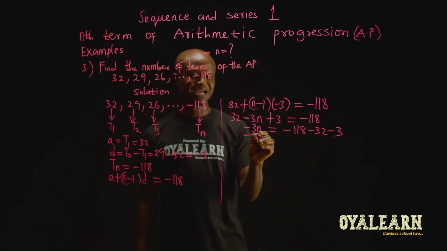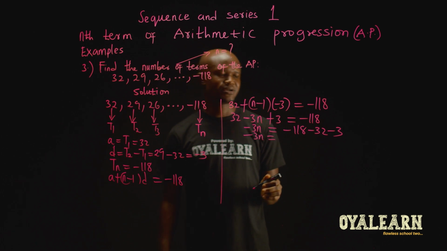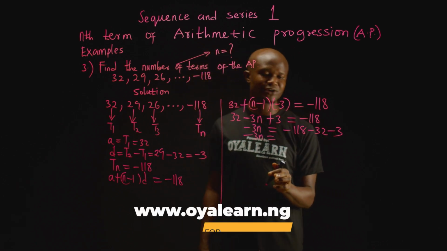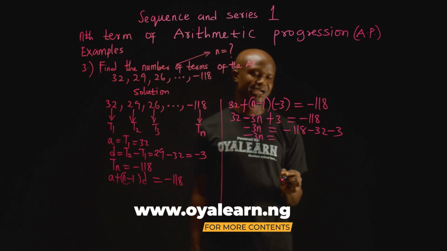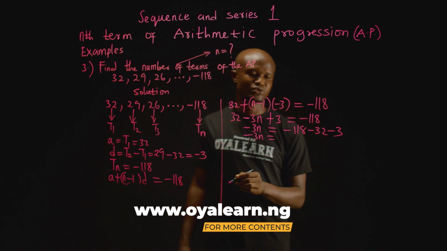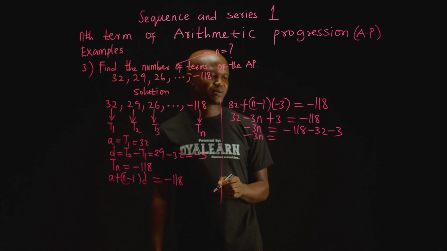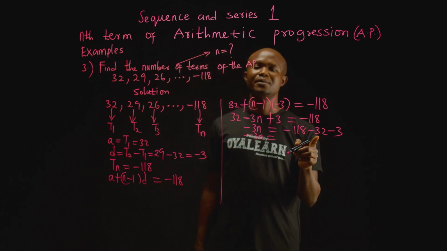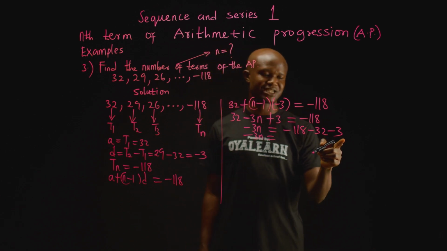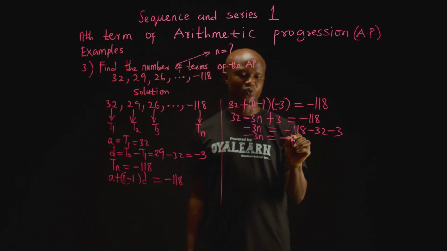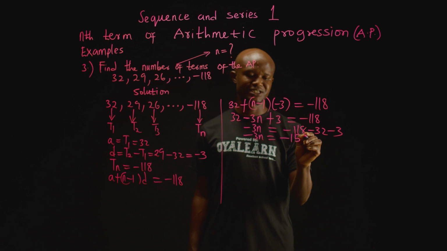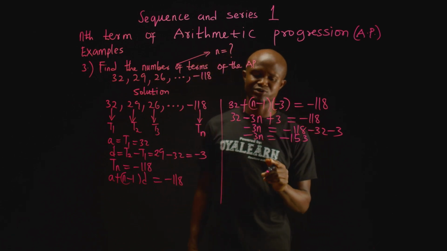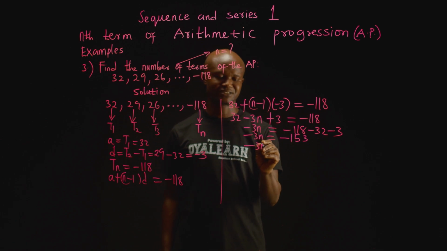So minus 3n equals what? From here we have minus 118 minus 32, and that will give us minus 150. Then minus 150 minus 3 will give us minus 153. So the next thing for us to do is to divide both sides by minus 3.